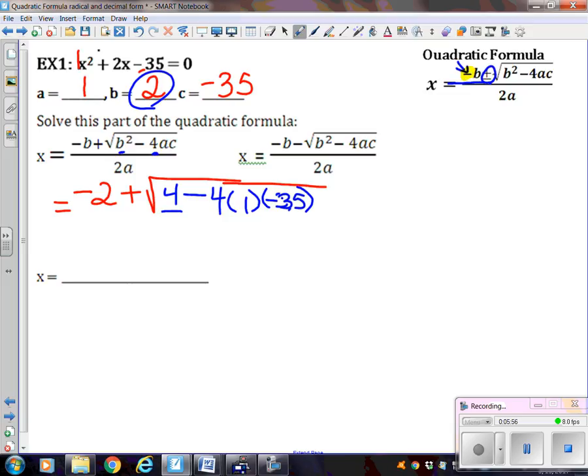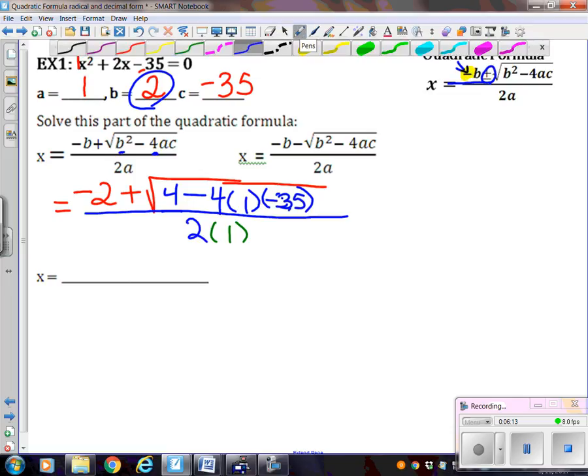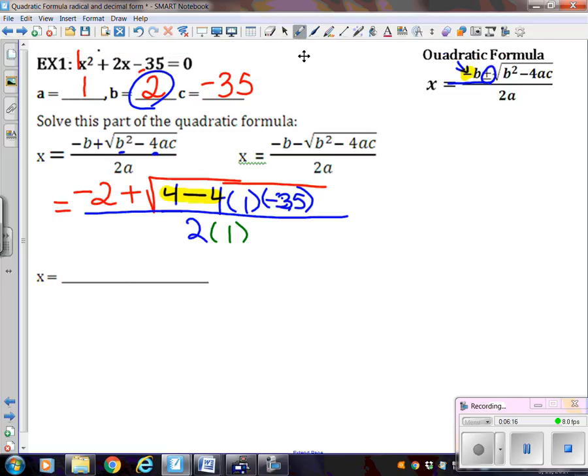Then it says all over 2a, all over 2 times the a number, and 2 times the a number would be 2 times 1. All right? So that's how it looks. I'm just plugging numbers into the formula. First thing I want to do is simplify as much as I can. I want to take this part that's underneath the square root out, and put that part in my calculator first. I did not say use the square root button, so I'm going to pull it out.